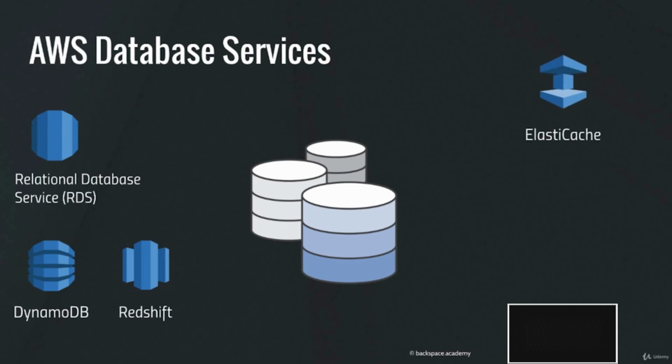Amazon Elasticache is an in-memory data store or cache in the cloud. It allows you to retrieve information from fast, fully managed in-memory caches instead of relying on slower disk-based databases.